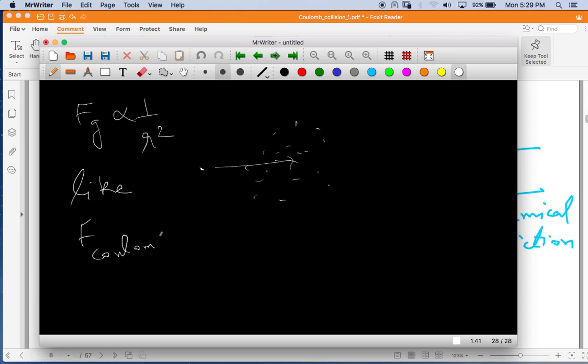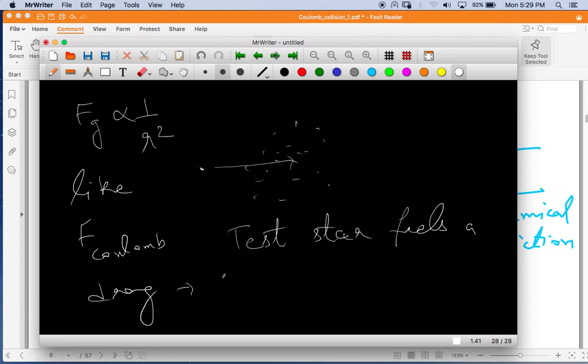So the treatments are very similar. For a star passing through a background of stars, it turns out that the star feels a drag. The test star feels a drag due to what's called dynamical friction. Very similar to this.